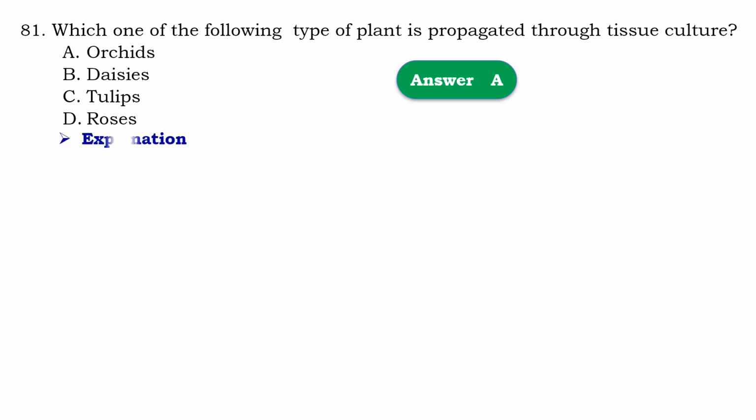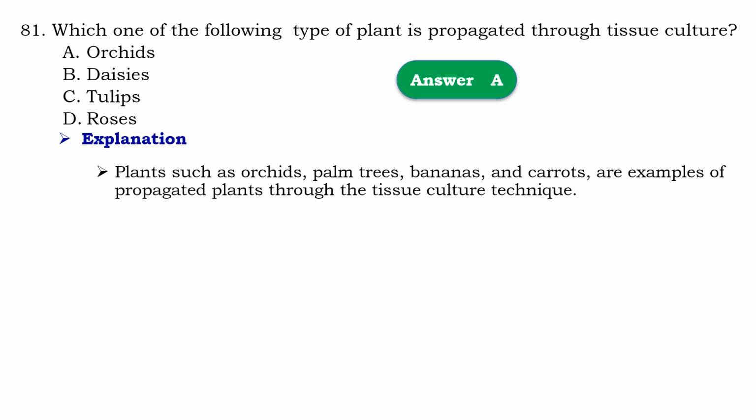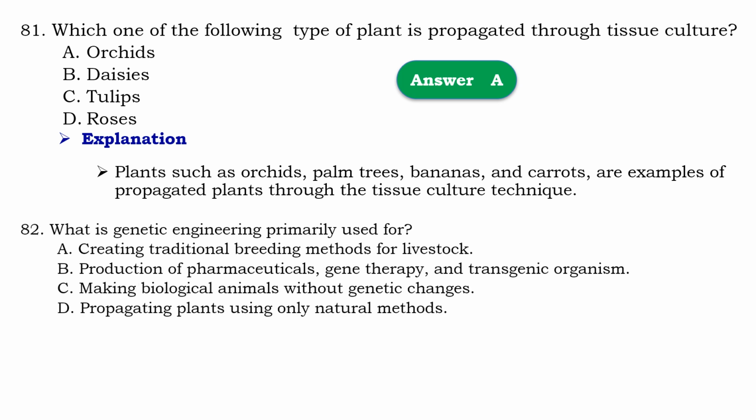Orchids. Plants such as orchids, palm trees, bananas, and carrot are example of propagated plants through tissue culture technique. Question number 82. What is genetic engineering primarily used for?